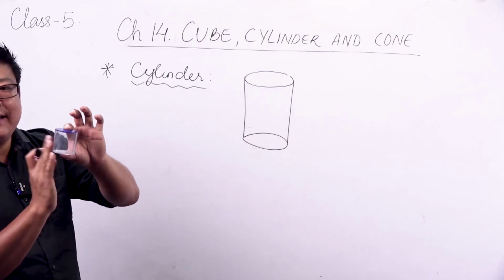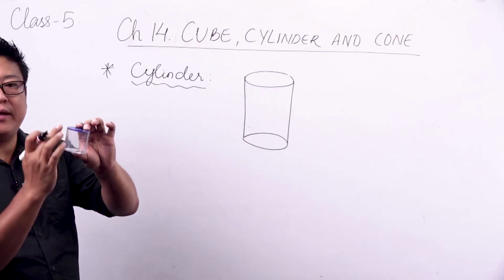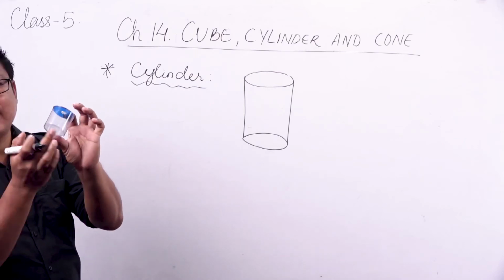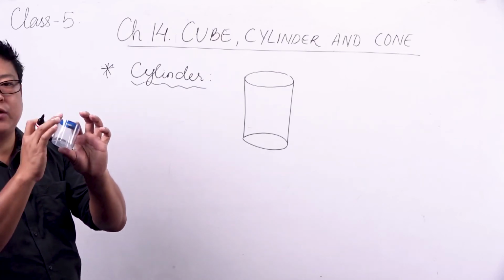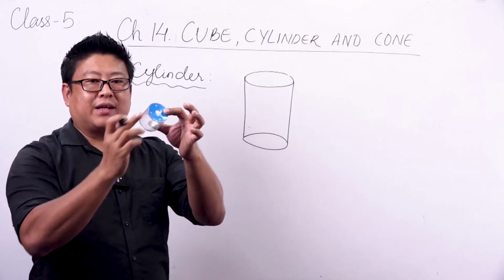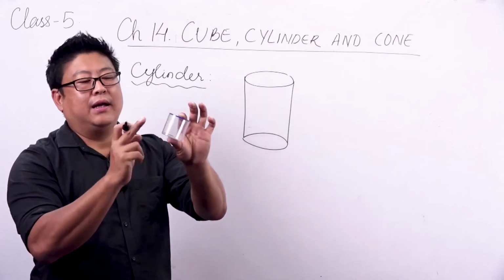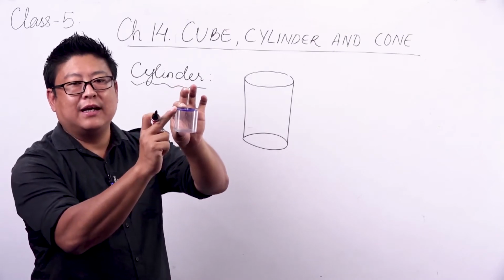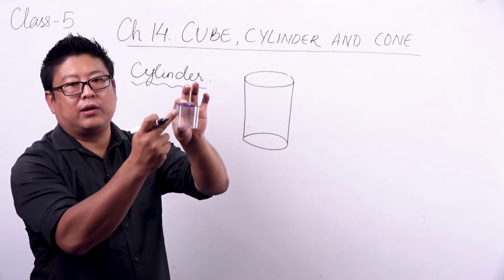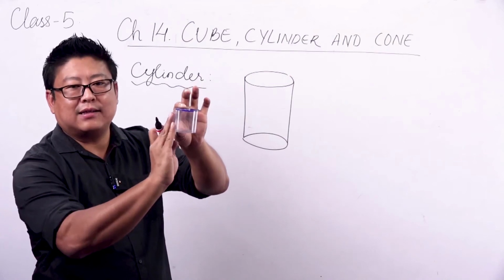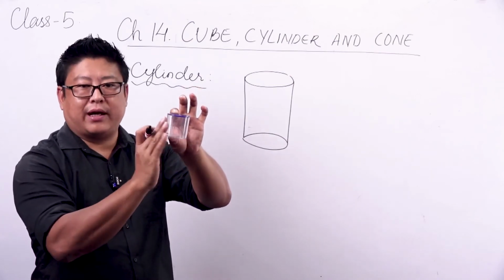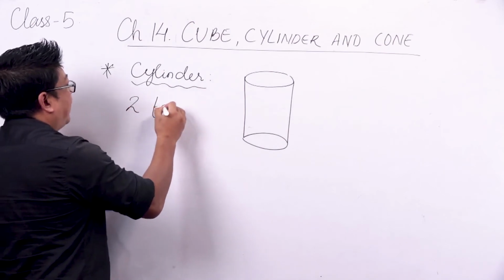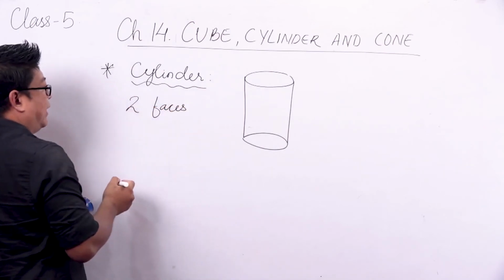Okay. And this cylinder has two faces. One face and two face. All right. These are called surfaces, or you can call them a face also. So, a cylinder has two faces and it has a height. From this face to this face, this portion is called the height, all right? And it has one curved surface area. All right, children?